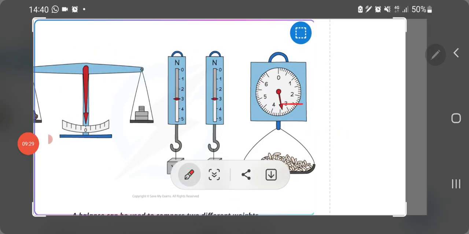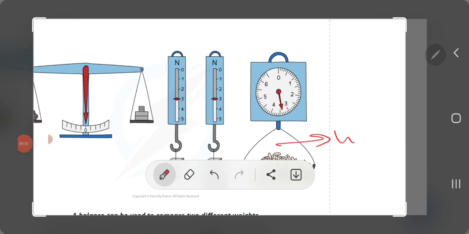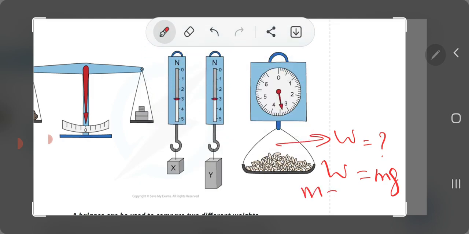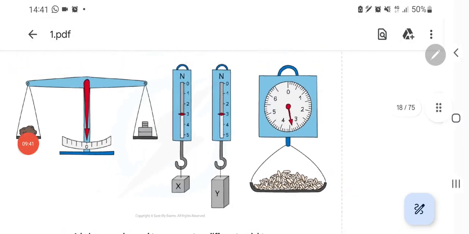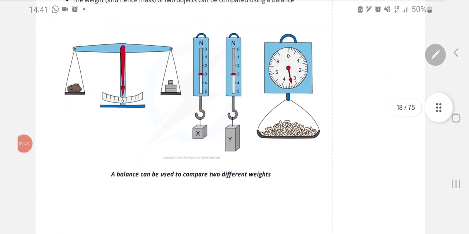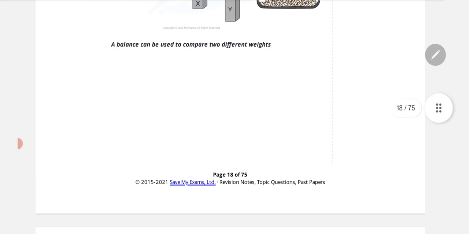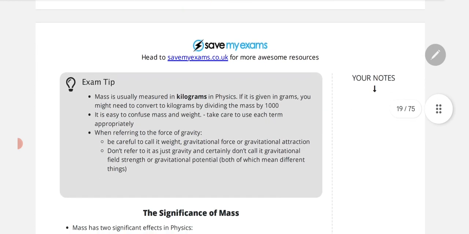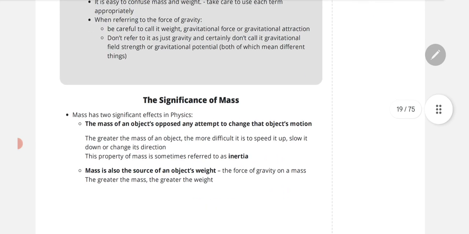So if you know the weight, you can easily find the mass by using the formula. How you can convert, or you can make the subject: mass is equal to weight over g. So it's a very simple technique. By using the formula you can easily find the mass. If you know mass, you can find the weight. If you know weight, you can find the mass. And if you know both weight and mass, you can easily find the value of g.